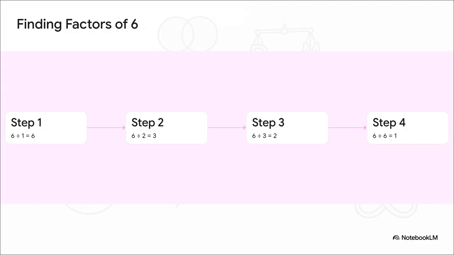Let's make this super clear with an example. Take the number 6. What divides into it perfectly? Well, 1 goes into it, so does 2, and 3, and of course, 6 itself. So 1, 2, 3, and 6, those are the factors of 6. That's it. That's its complete set of building blocks.